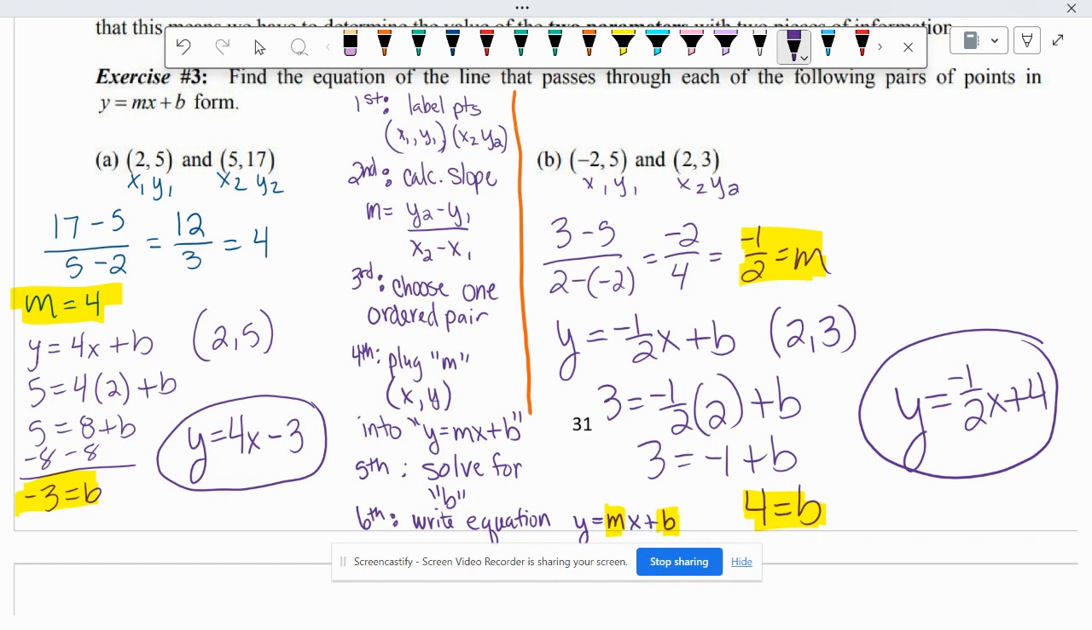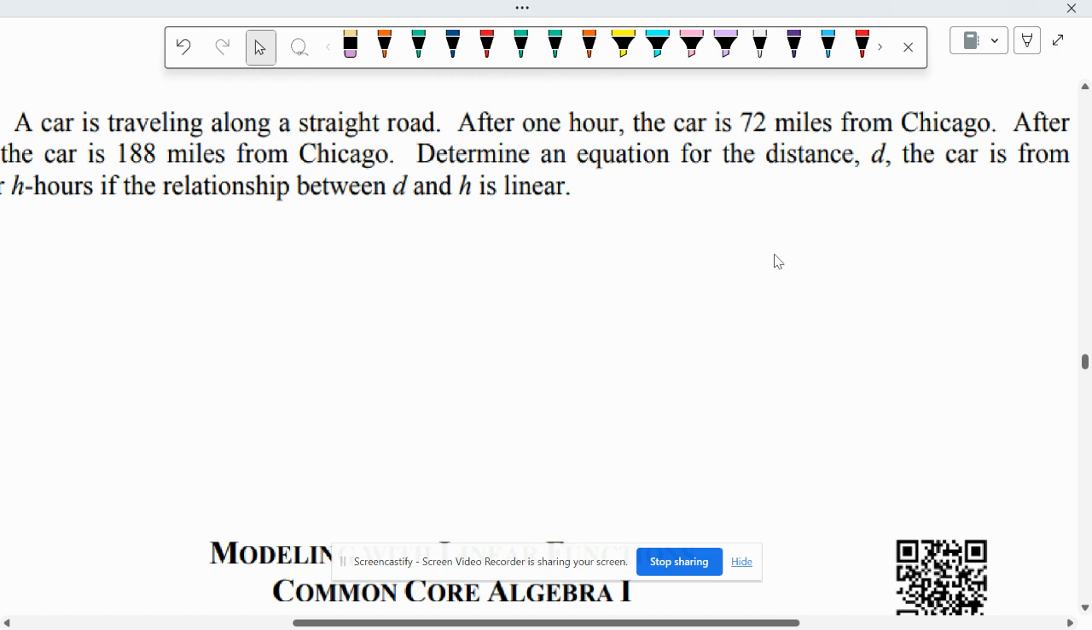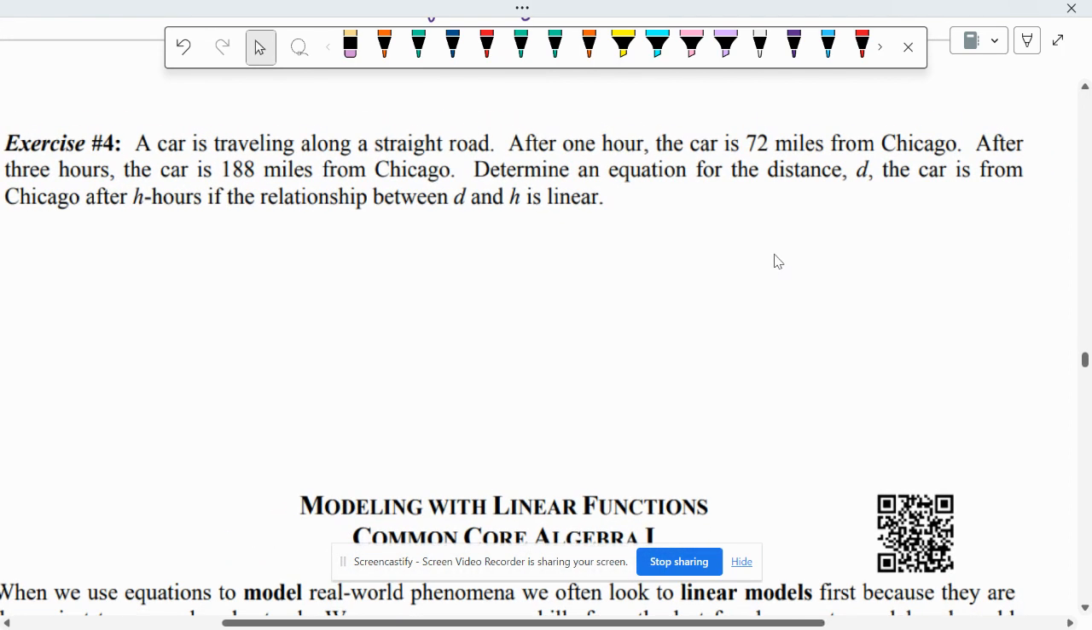Okay, we're going to do number 4 together. We're all going to do it together, but those are the steps. We're going to use those same steps. Okay, so number 4. Here we go. First, we have to determine our ordered pairs.